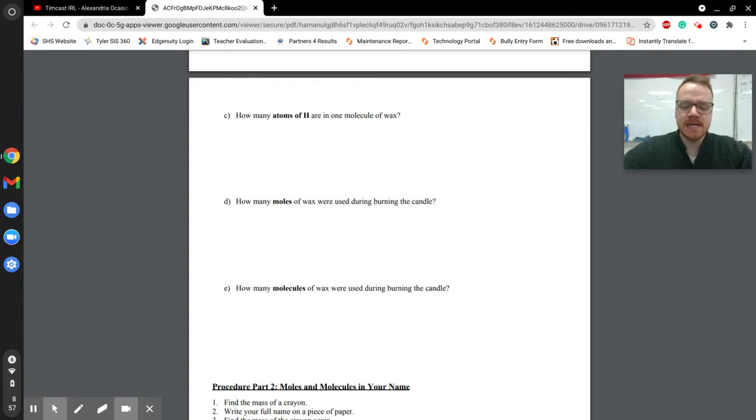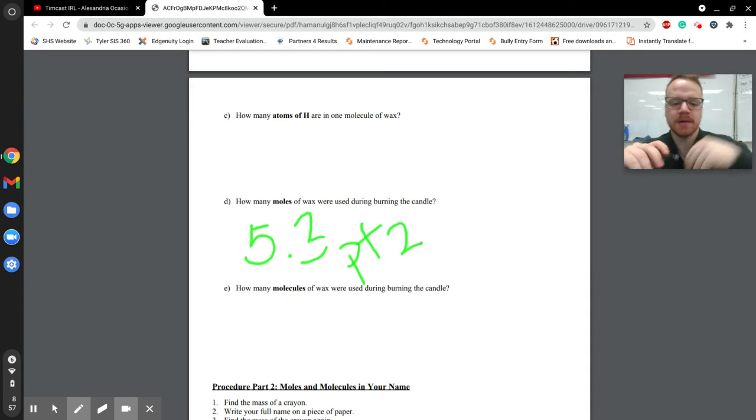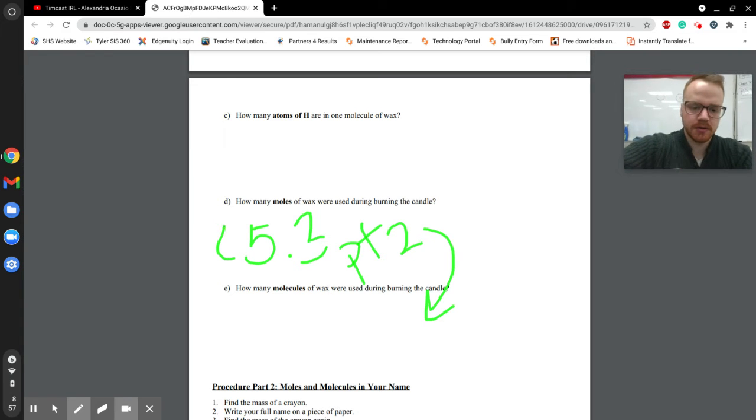Okay, and then D and E. So D and E, these are molar conversions here. So this is going to be the 5.3 part 2 notes. These are your molar conversions for both these questions, for again D and E here. So use 5.3 part 2 notes in order to solve this. And as a reminder, because I should have said this in class, I did say this in class.